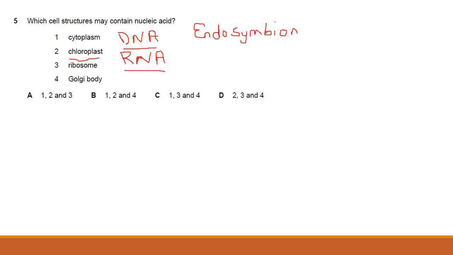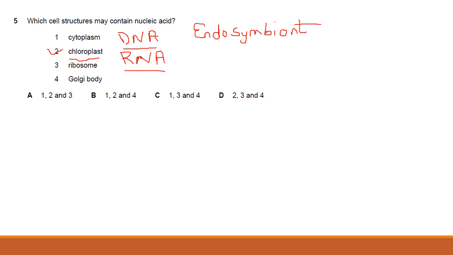The endosymbiont theory basically states that the chloroplast and the mitochondria used to exist as independent organelles, or independent organisms rather, before they were engulfed by a eukaryotic cell, leading to the establishment of a symbiotic relationship between the eukaryotic cell and these organelles. So the chloroplast, if it was existing on its own, means that it had its own DNA, its own protein making machinery, and all of that. So yes, you would find DNA in here.